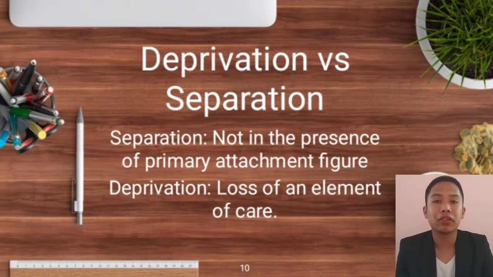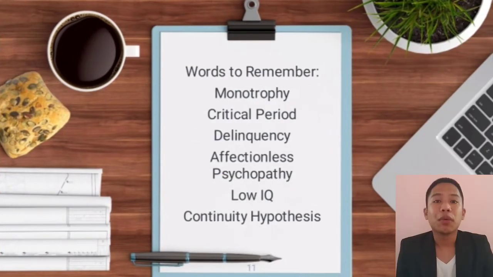Deprivation versus separation. Deprivation and separation are two different things. When we say separation, it is the absence of the presence of the primary attachment figure. And when we say deprivation, it is the loss of an element of care. Words to remember, which can be helpful in understanding this presentation: monotrophy, critical period, delinquency, affectionless psychopathy, low IQ, and continuity hypothesis.